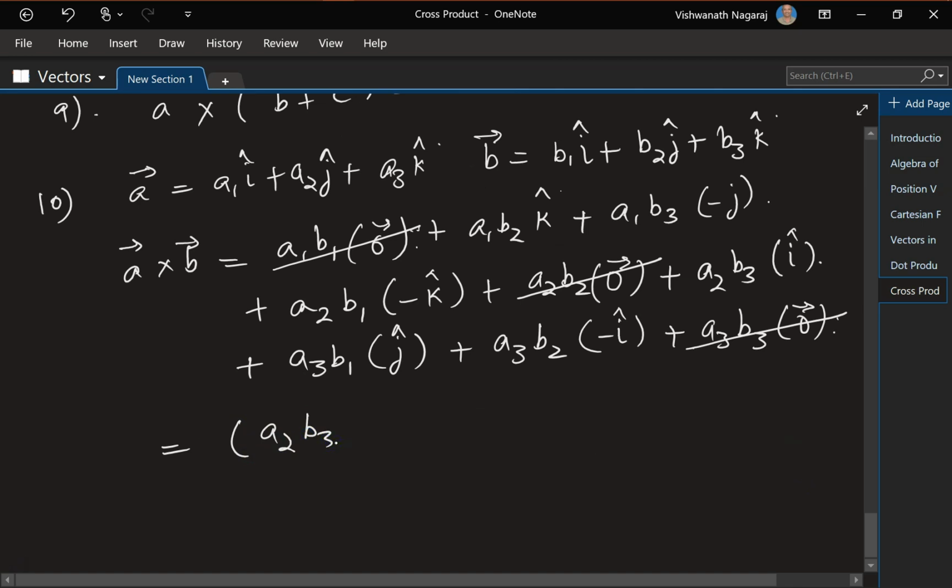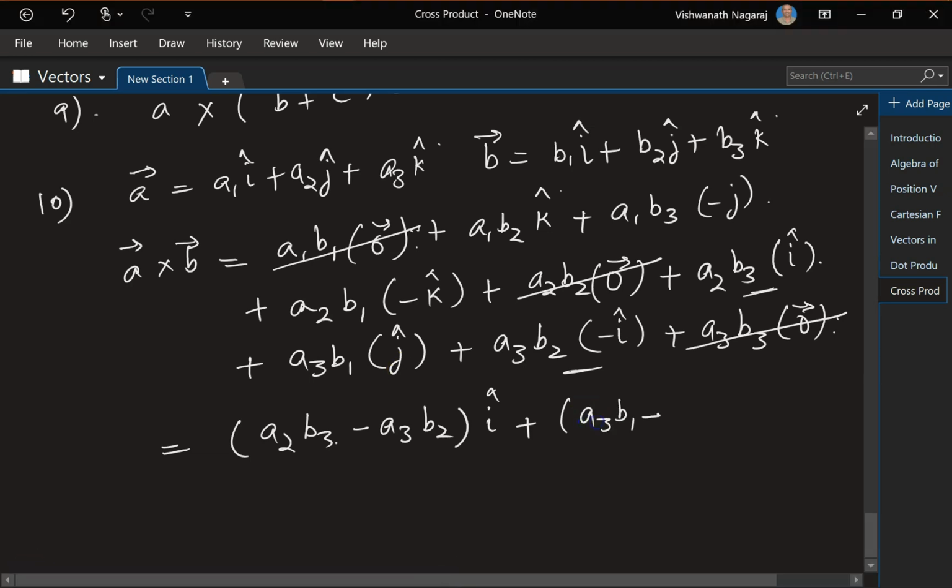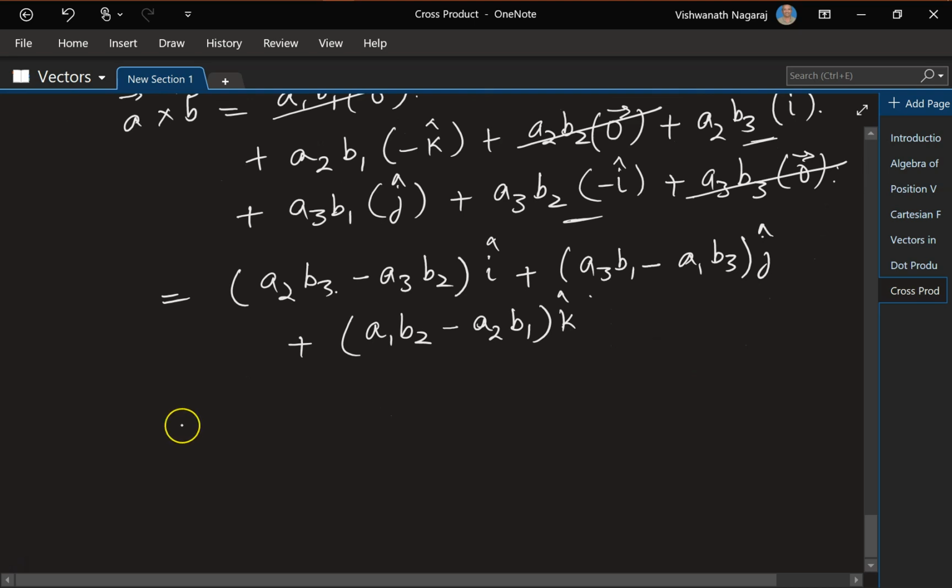Now this would be equal to, we are looking at I, A2 B3 I minus A3 B2, plus, now J, where is J? J is here. A3 B1 minus A1 B3, plus, now K, A1 B2 minus A2 B1 K.